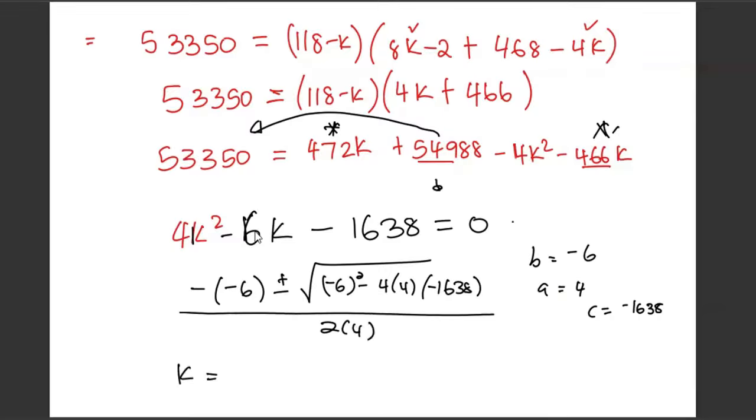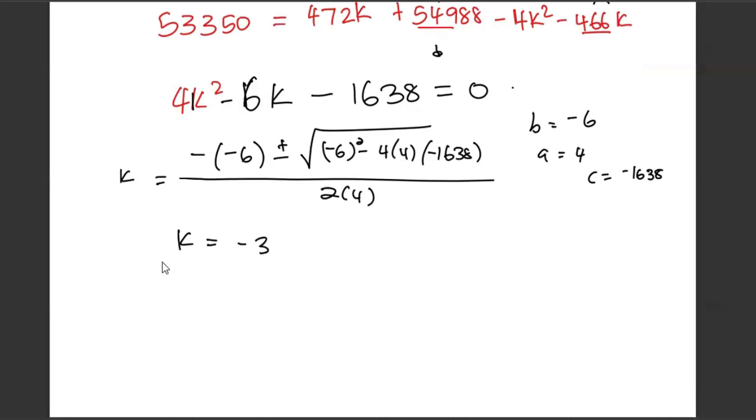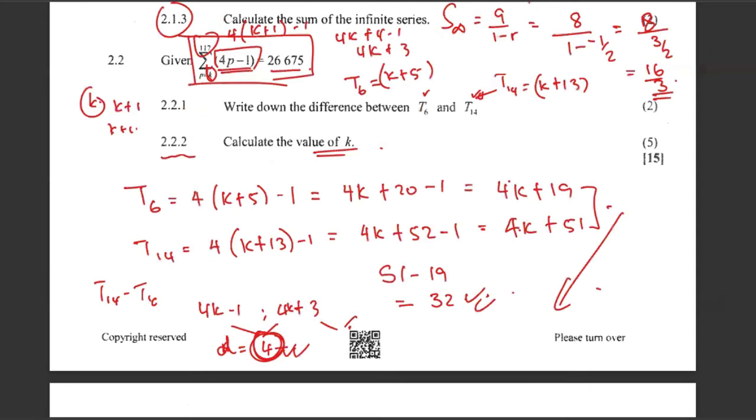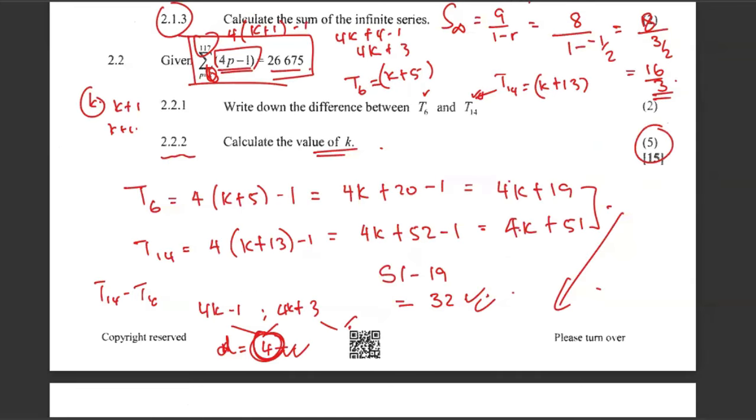Okay, so the first K value that I'm getting is negative 39 over 2, or K becomes 21. Now, since K is more like a position that we're focusing on, this negative value is not applicable. So it is not a solution, and then the final answer becomes 21. All right, so that is how I would have gone about those 5 marks.